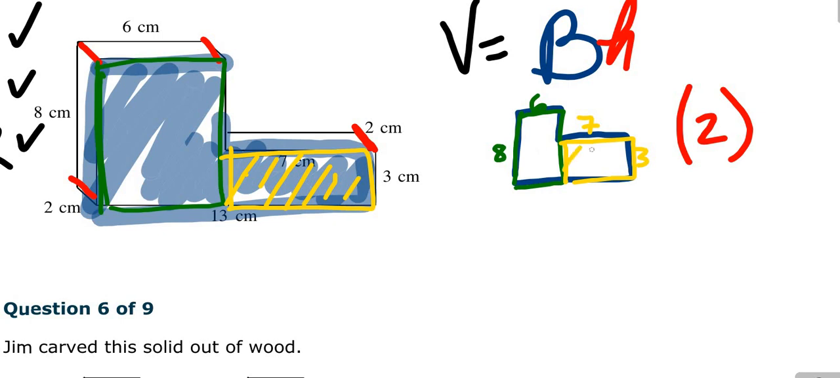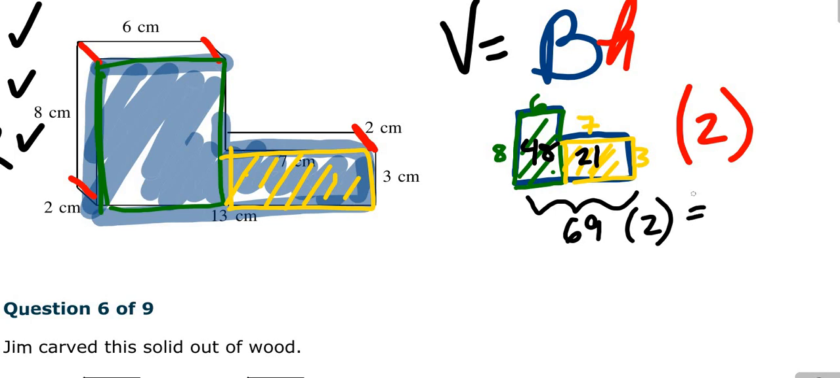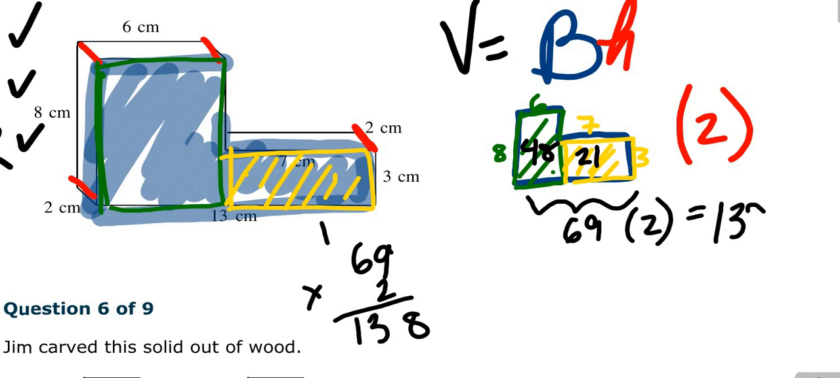And that is 7 and 3. So my base area here is 48 and 21. So it's 69 times 2. Complete answer is 138 centimeters cubed.